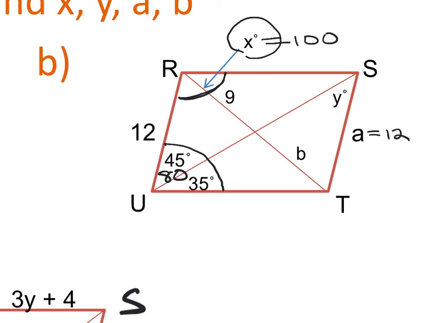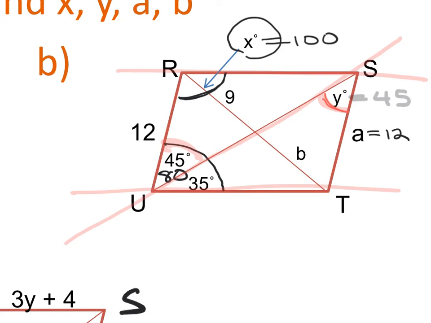Well, Y's only referring to this side. Good. These are alternate interior angles. Let me show you the parallel lines. So I have parallel lines here, and then I have my transversal. So alternate interior, making it 45 degrees. So we're going to be bringing all of this back from first semester.